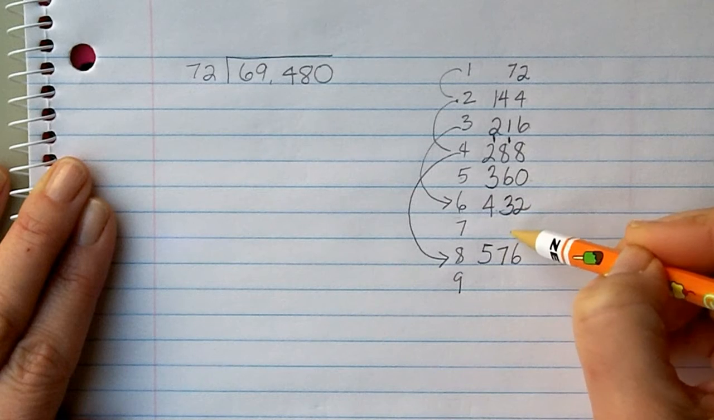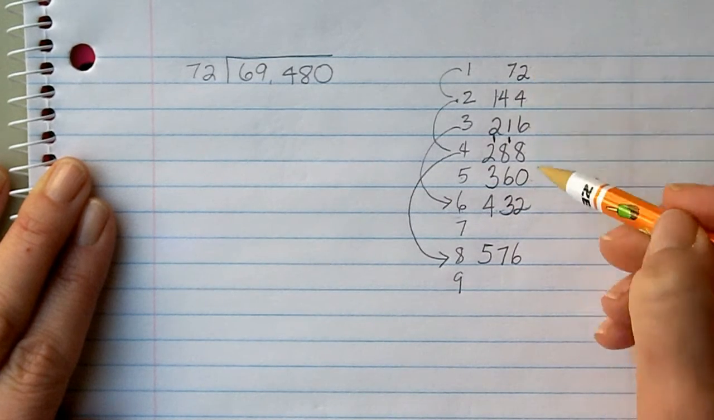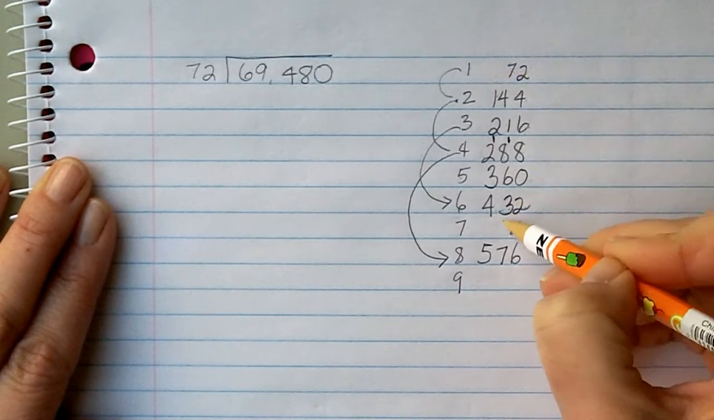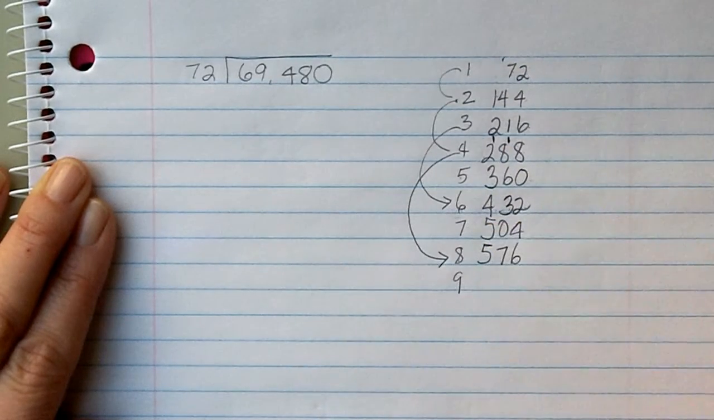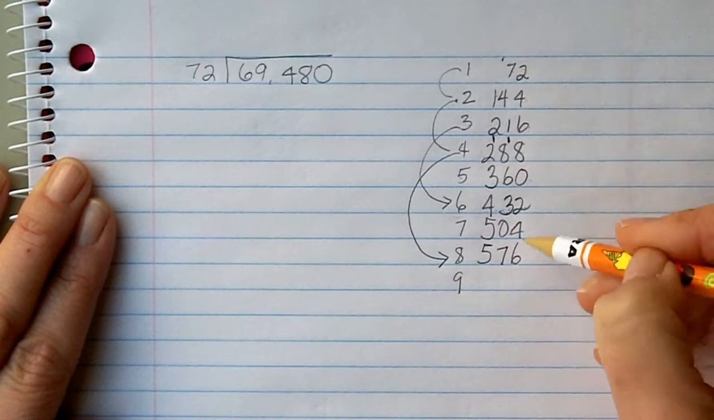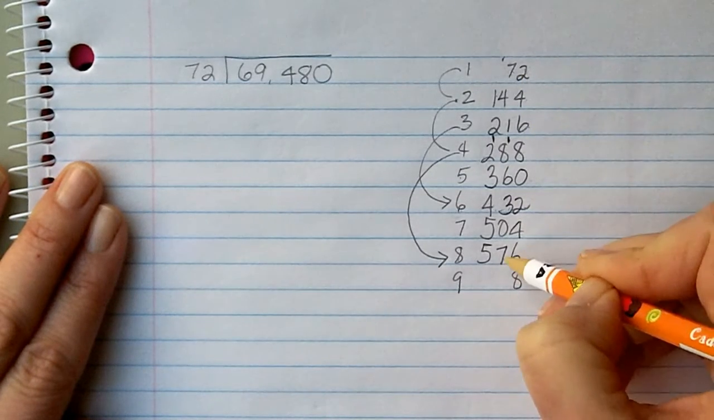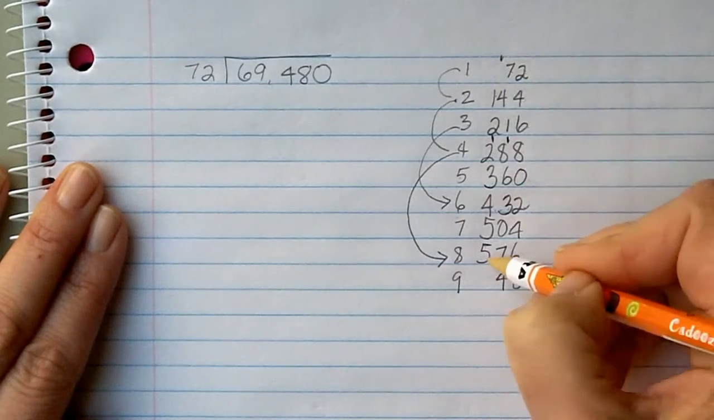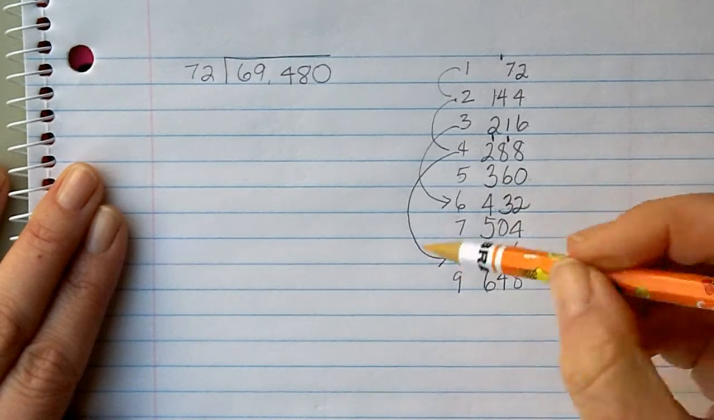And now for the multiple of 7, we're going to add 72 to the multiple of 6. So 2 plus 2 is 4. 3 plus 7 is 10. Carry the 1. 1 plus 4 is 5. And the last one here is 9 times 72, and again we're just going to add 72 to our multiple of 8. So 6 plus 2 is 8, 7 plus 7 is 14, carry the 1, 1 plus 5 is 6. So here we have all of our multiples of 72 up to 9.